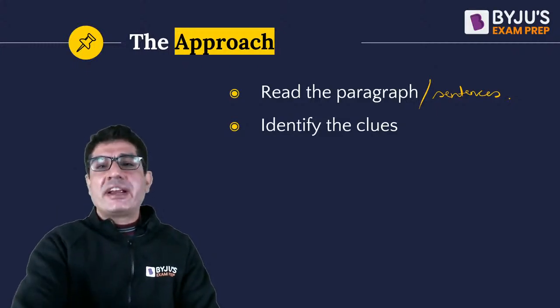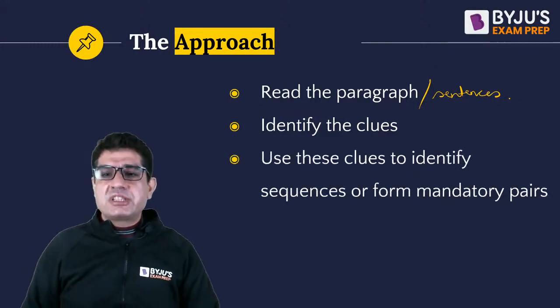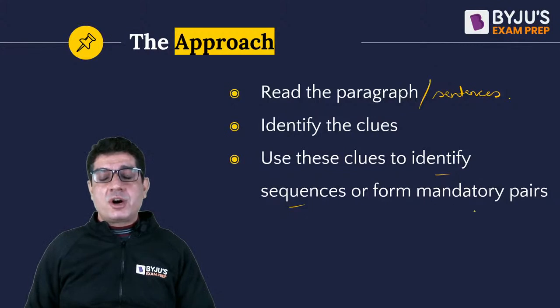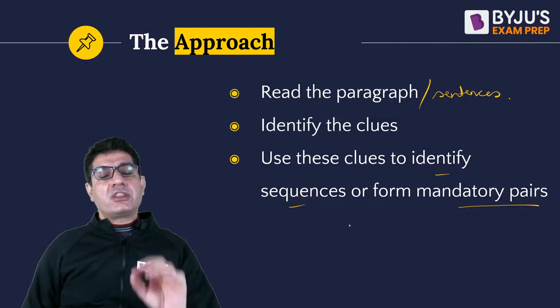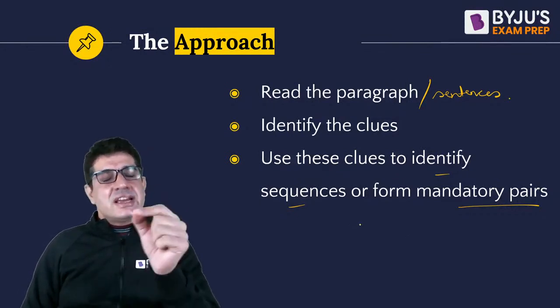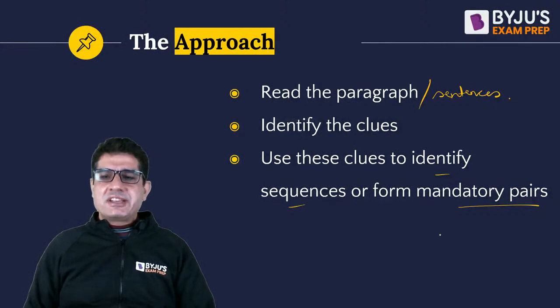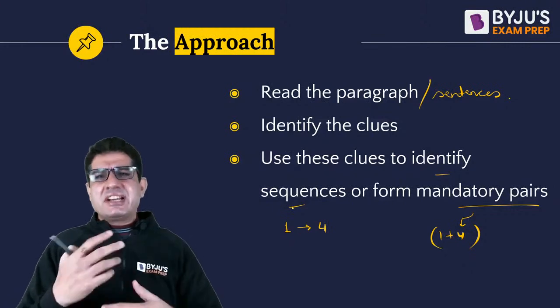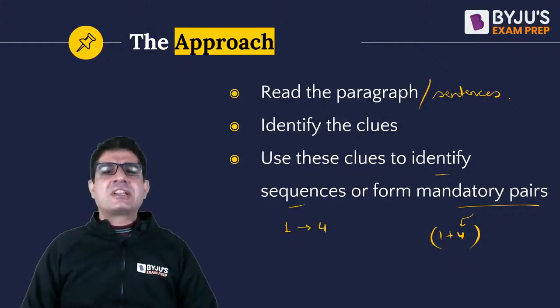And once you have managed to identify the clues, you can use them to identify sequences, figure out some sort of order, some sort of sequence, or you can even form mandatory pairs. Mandatory pair is where you are able to say that, okay, these 2 sentences must come together and in this particular order. So if I say that 1 and 4 definitely go together, then that's a mandatory pair. Sequences are where I tell you that, okay, sentence 4 should come after sentence 1. Now, whether it comes immediately after or not is something that we don't comment on. So that's a sequence. Whereas 1 plus 4 is our mandatory pair.